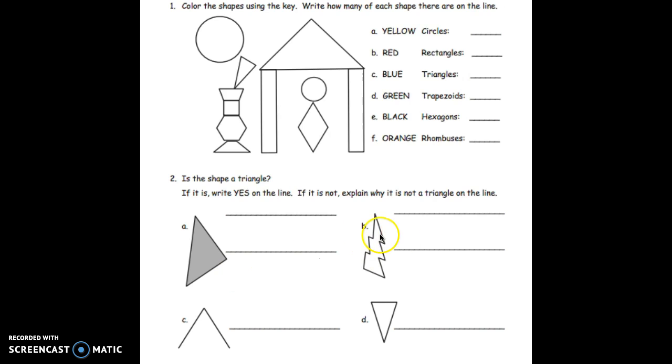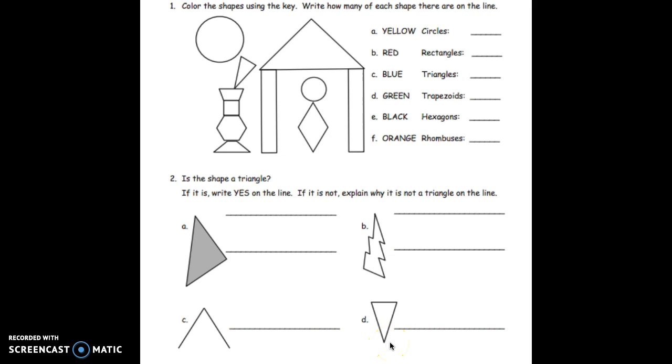B, again, you're going to do the same thing. Write yes if it is a triangle, write no if it is not a triangle, and then you must explain why it is not if you write no. C, look at it. Is this a triangle? Yes if it is. Write no if it is not, and then you must explain why it is not a triangle if you write no.